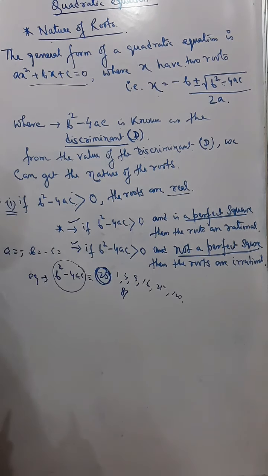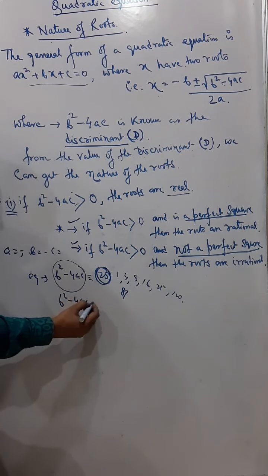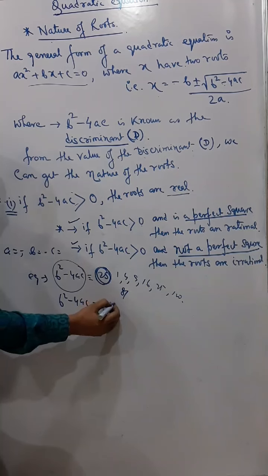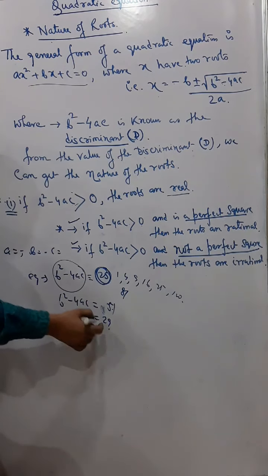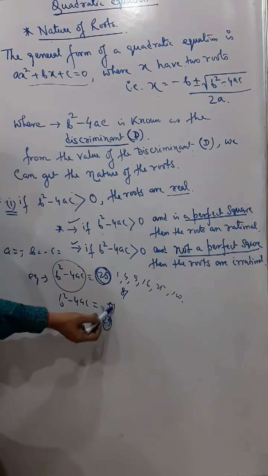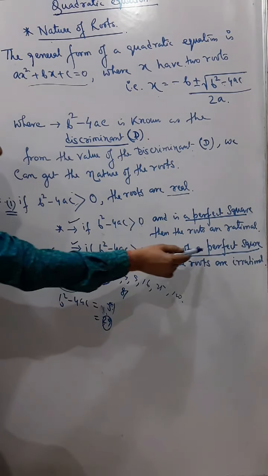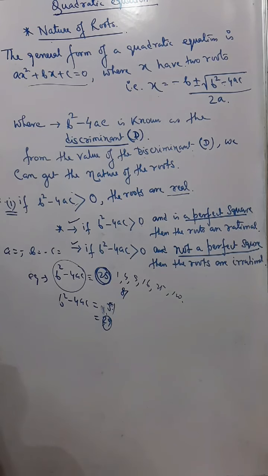And if the value of b square minus 4ac, you are not getting a perfect square number, say suppose you are getting 5, or suppose you are getting 51, or say anything like 29, if b square minus 4ac is 29 or 51, so that means in this case also the roots are real because they are greater than 0, but they are not a perfect square. In that case we say that the roots are irrational. Okay, so first you copy up to this much.